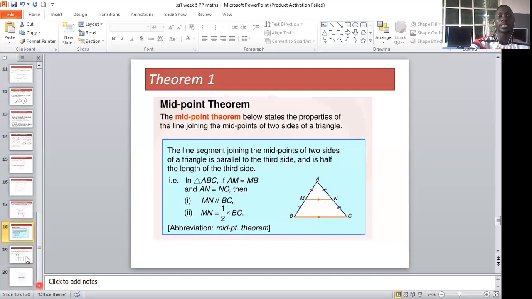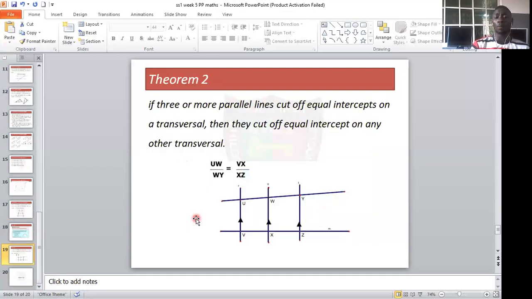That's the first one we consider. The second one, we call this the transversal line theorem. If three or more parallel lines, UV, WX, and YZ, these are the three parallel lines, cut off equal intercepts on a transversal line, this is the transversal line, the equal intercepts, that is UW equals WY, VX equals XY. If three or more parallel lines cut off equal intercepts on the transversal line, then they cut off equal intercepts on any other transversal.